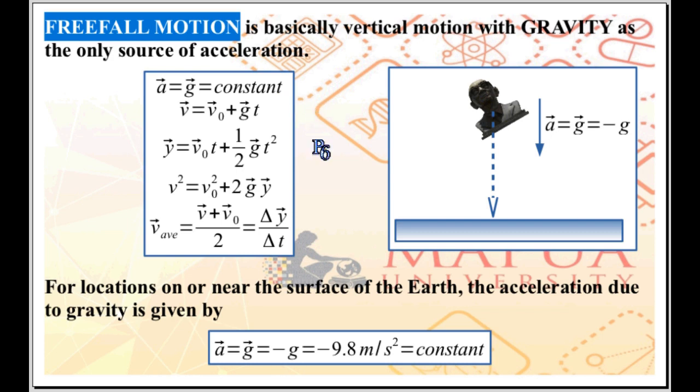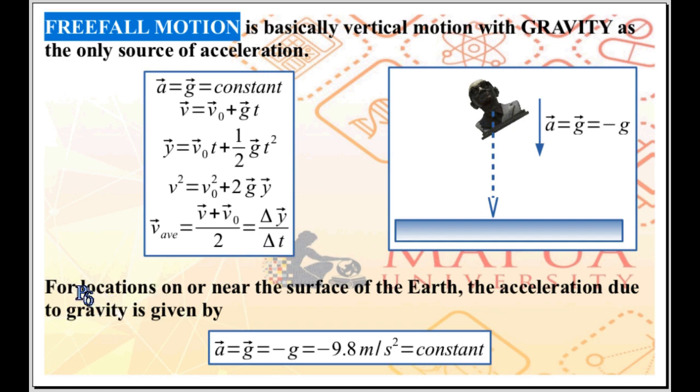As such, you have the four equations of uniform acceleration. But in this case, a now is g, acceleration due to gravity, and instead of x, we have y because the object is moving along the y-axis. So you have v is equal to v naught plus gt. y is equal to v naught t plus 1/2 gt squared. v squared is equal to v naught squared plus 2gy. And v average is equal to (v plus v naught) divided by 2, is equal to delta y divided by delta t, or simply y over t.